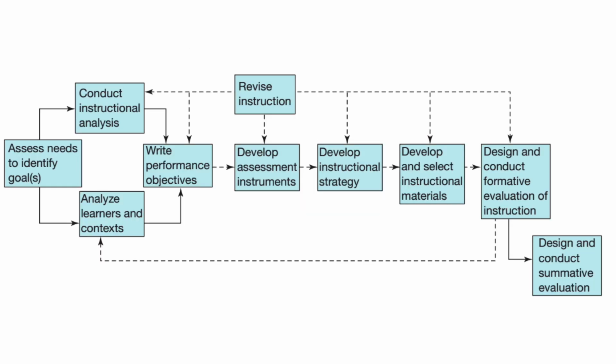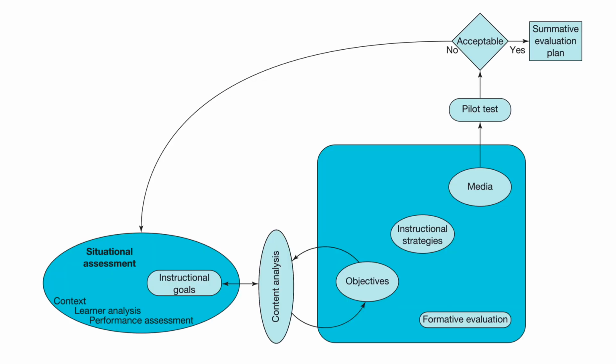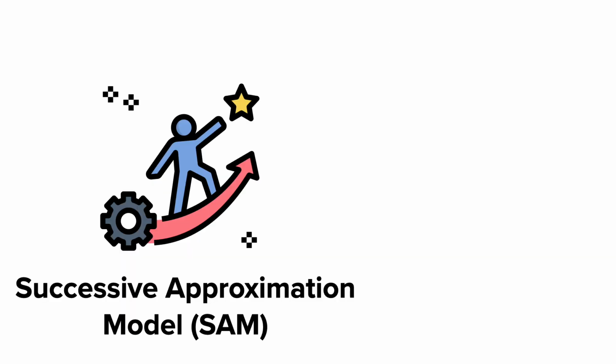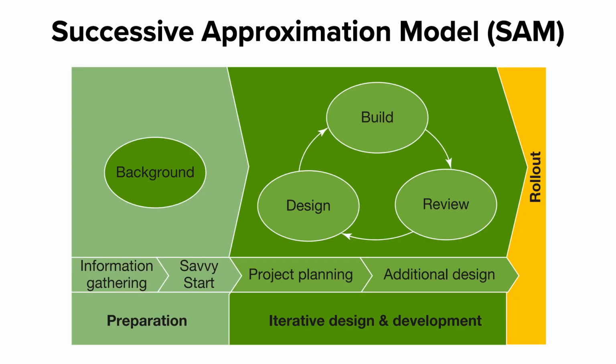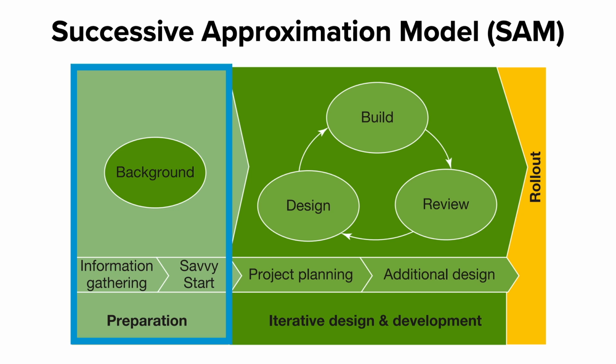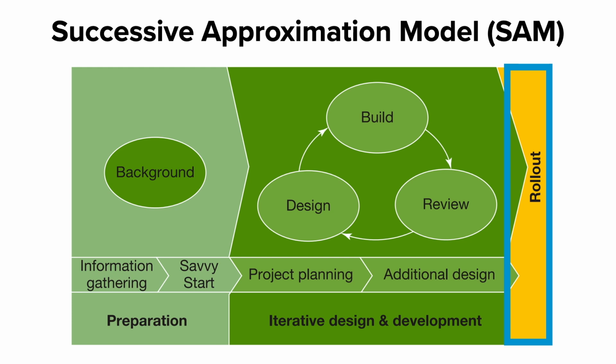The ADDIE process has become a family of processes due to the many adaptations made to overcome its weakness. 2 related design models have emerged recently out of frustration with ADDIE: the successive approximation model and the pebble and pond model. The successive approximation model, or SAM, is an iterative instructional design model that involves continuous development, review, and refinement. The SAM model consists of 3 phases: preparation, iteration, and implementation.